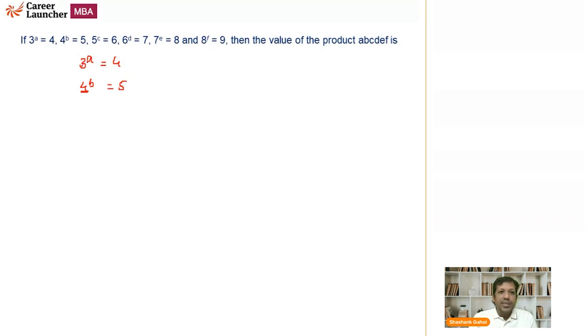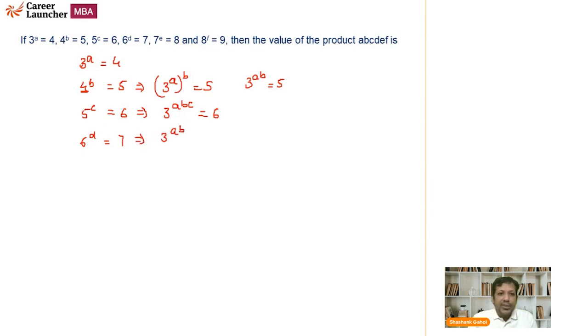Now what is 4? 4 is 3 power a. So I can say that 3 power a power b is equal to 5. So I can say that 3 power ab equal to 5. Now 5 power c is equal to 6. So from here I can say that 3 power abc is equal to 6. Then 6 power d is equal to 7. So 3 power abcd is equal to 7. 7 power e is equal to 8. So 3 power abcde is equal to 8.